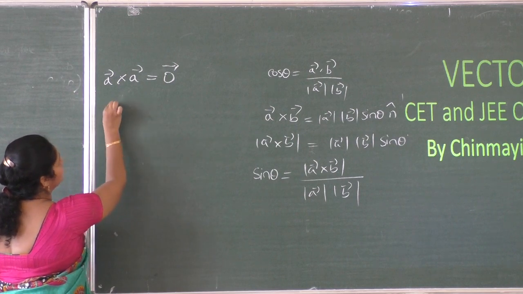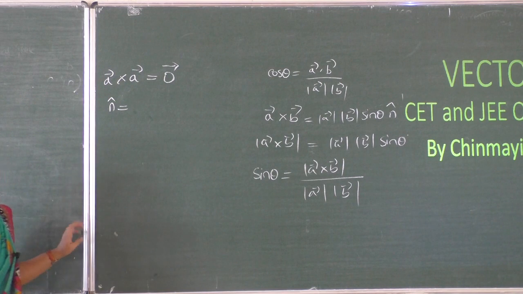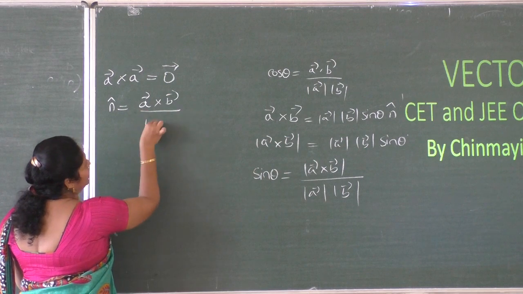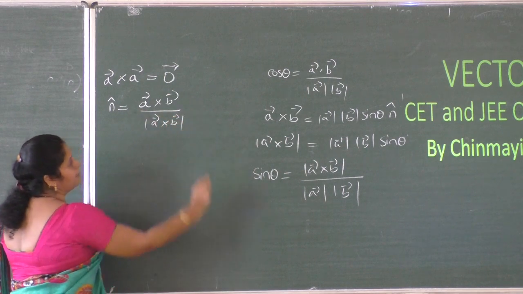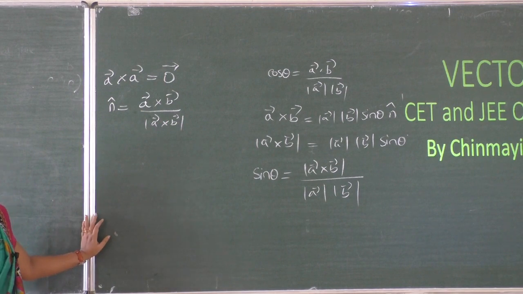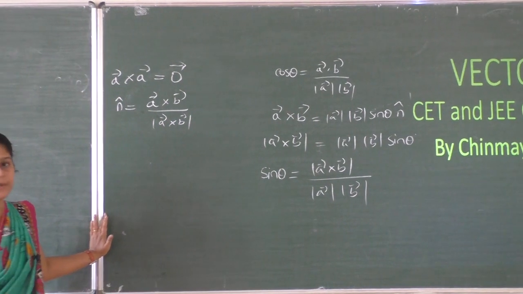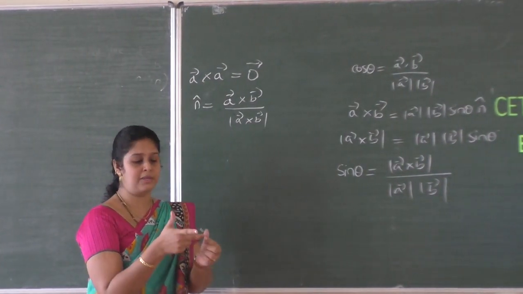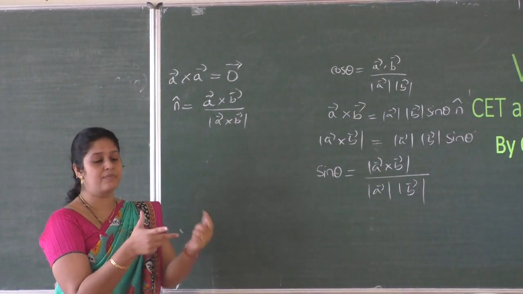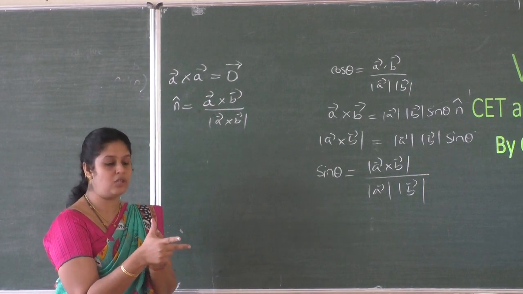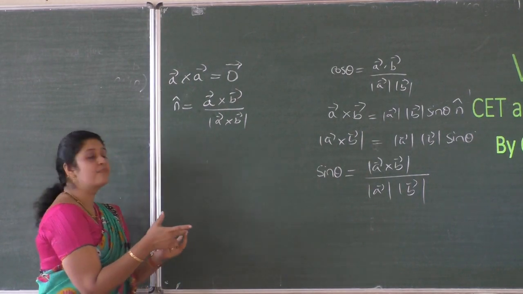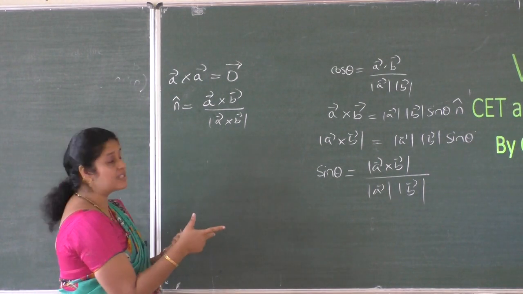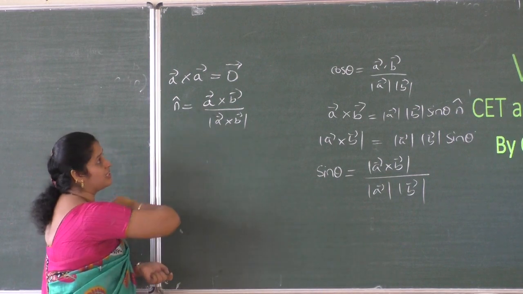And also we can write the unit vector as vector A cross vector B divided by magnitude of vector A cross vector B. So the unit vector will be in the direction of vector A cross vector B. That is, n cap is perpendicular to vector A and vector B, using the right hand rule, which you can remember. So n cap is a vector perpendicular to vector A and vector B, and vector A cross vector B is always parallel to n cap, along the same direction.